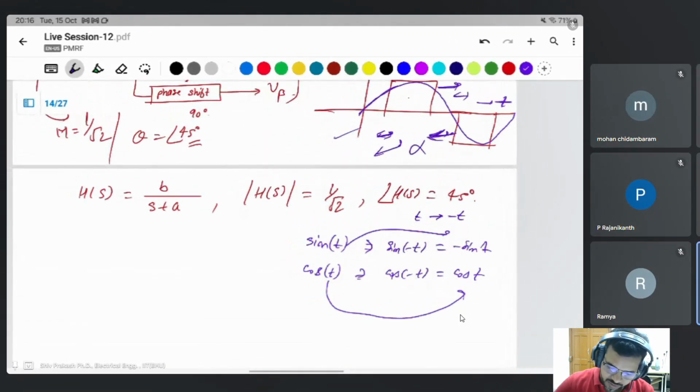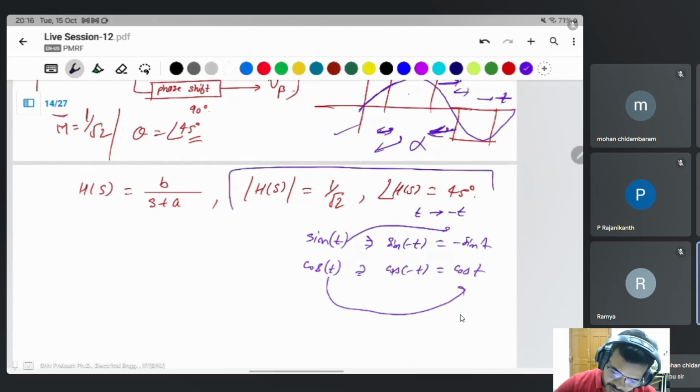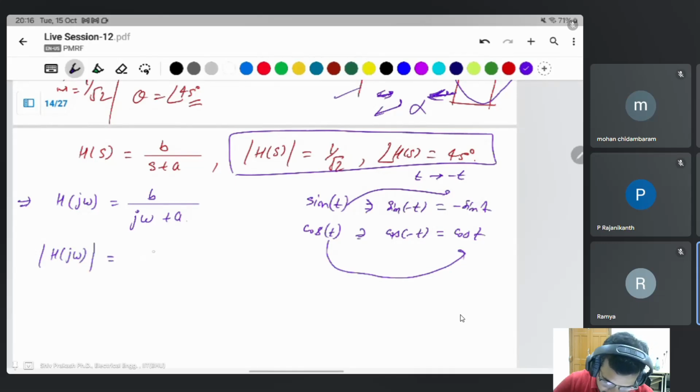Okay, now this question. Then you need the magnitude of half of root 2 and angle of 45 degree. Then how to calculate the magnitude of this signal? You know, H(s) is replaced by j omega. Then the magnitude of this one will be b divided by the square root of omega square plus a square. This will be 1 by root 2, given in the question.